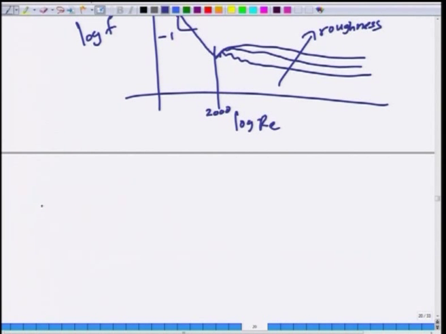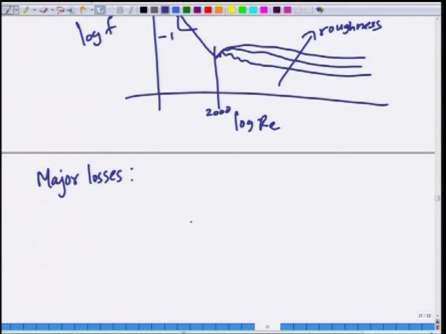Okay. And then we discussed major and minor losses in a pipe. Major losses are because of flow in straight sections of the pipe, and minor losses are because of bends or valves or sudden expansions or sudden contractions and so on.